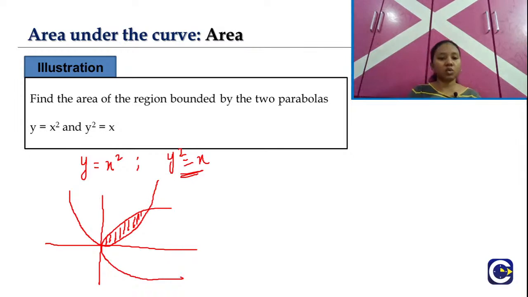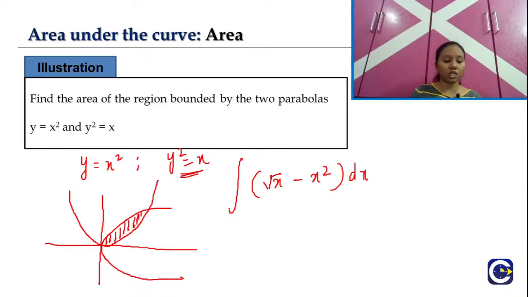When we have two curves, we have discussed the area bounded by two curves. We have seen how we find it: upper curve minus lower curve. So this is our upper curve, that is root x, minus the lower curve, that is x square, dx, and we have to be sure what our limits are.